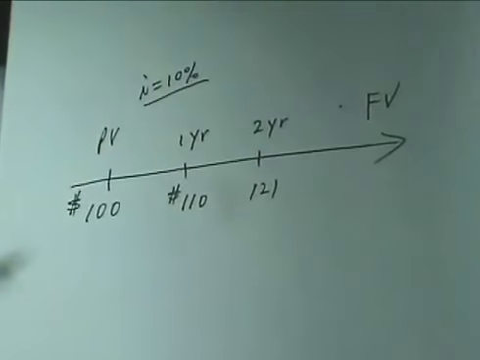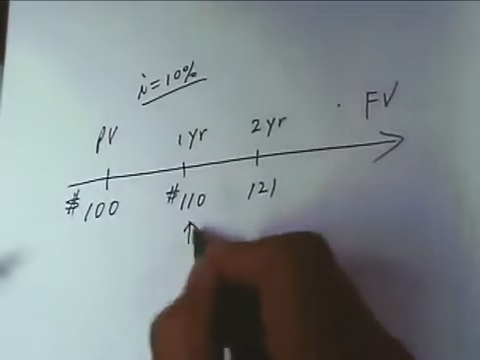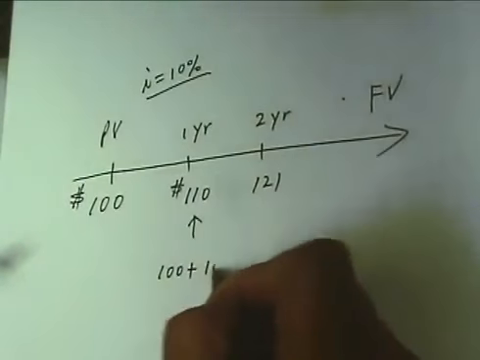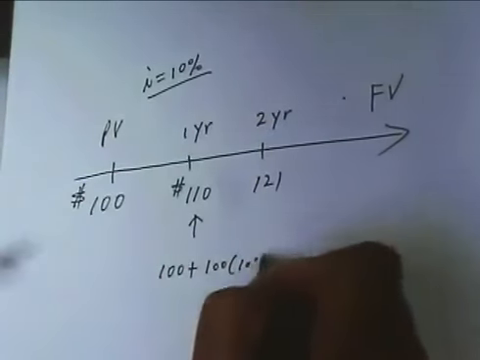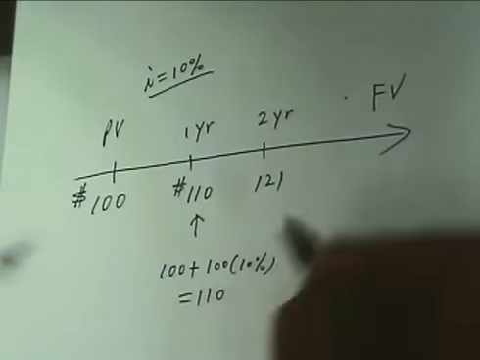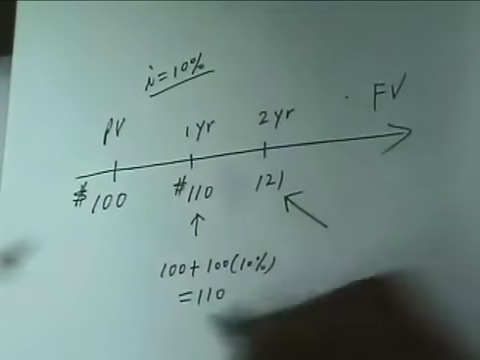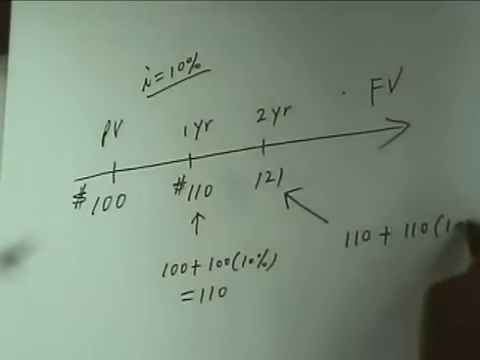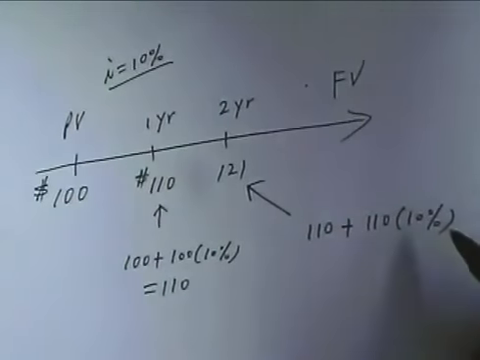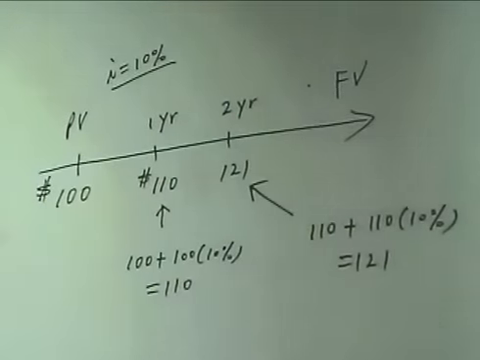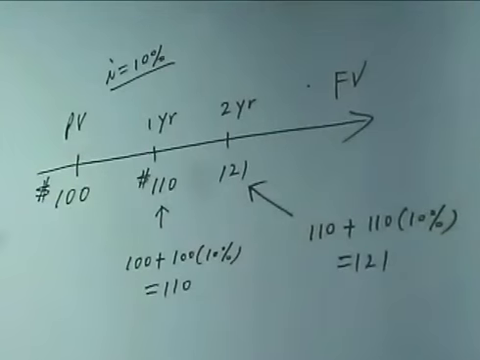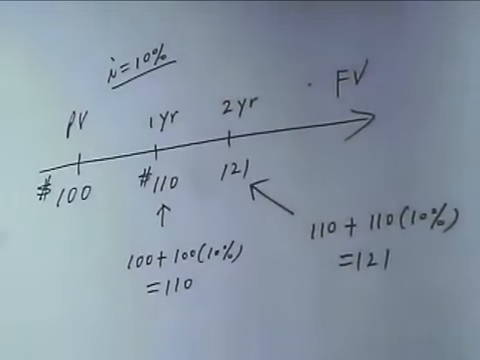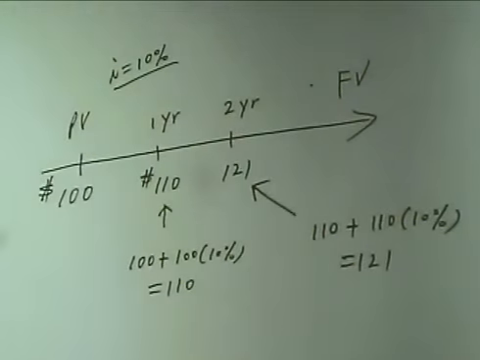Anybody just wondering? Okay, 110, how do you get that? 100 plus 100 multiplied by 10%, that's 110. How do you get 121? 110 plus 110 multiplied by the same interest rate, 10%, 121. So far so good? Did I lose anybody?